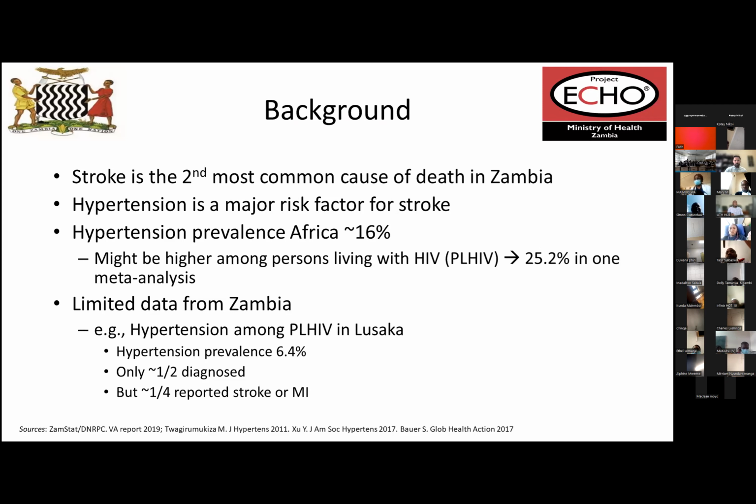We know that there was a prevalence that is estimated at 6.4%, and half of these are undiagnosed. And it seems that a quarter of these probably are reported to have had a stroke or MI, from the previous studies that were looked at in Zambia. Next.